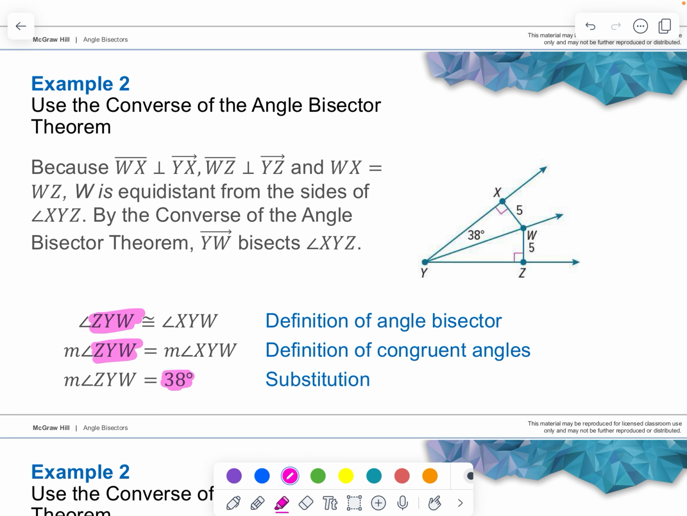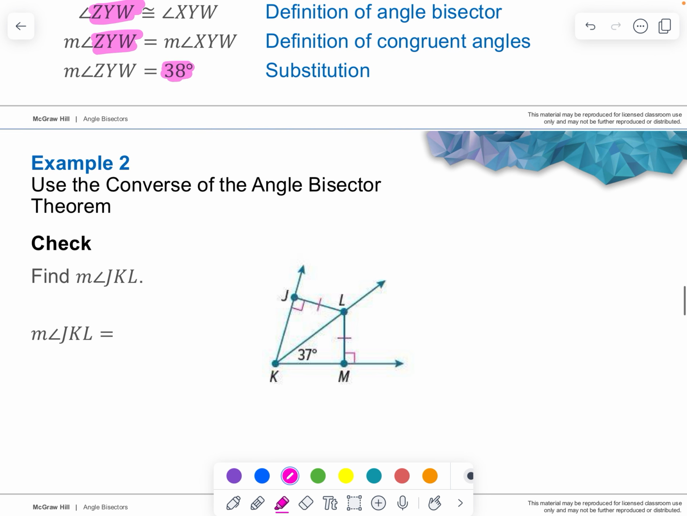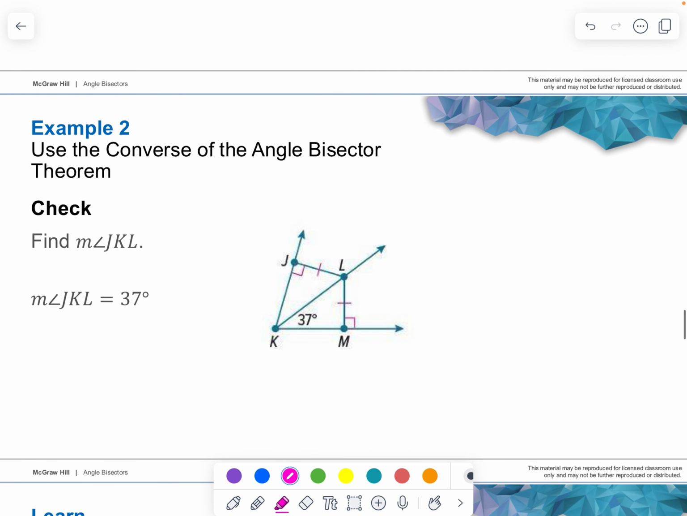Right. Now it's your turn. Tell me how big the measure of angle JKL is. I'll give you 5 seconds. Pause me if you need. Right. Did you come up with 37 degrees? Good job.